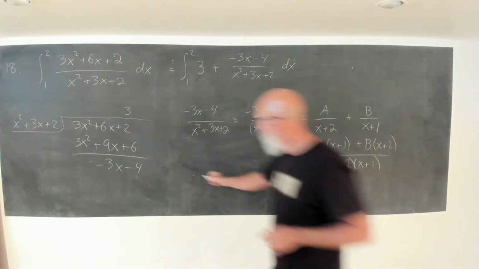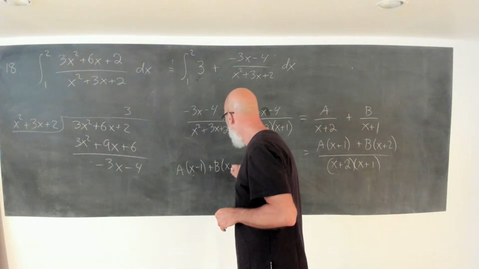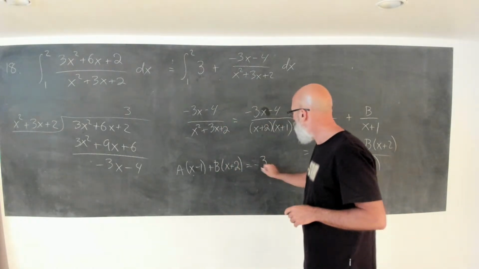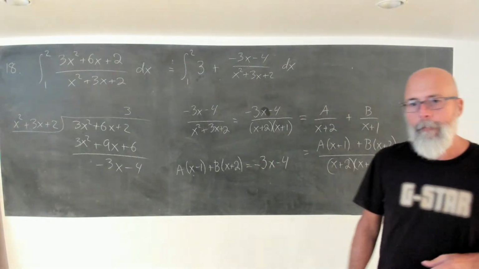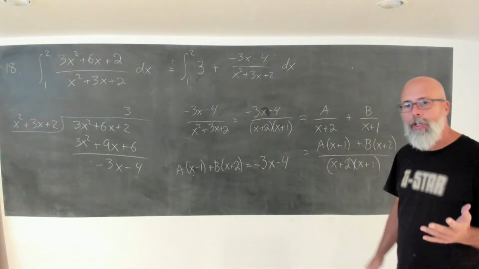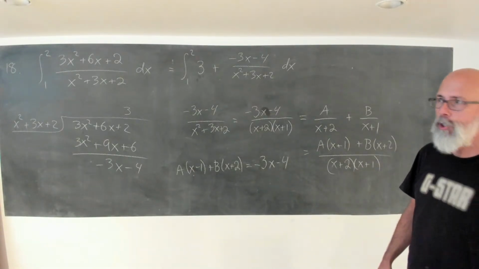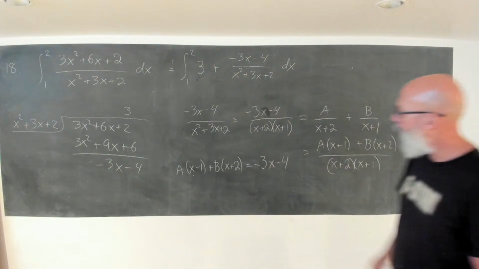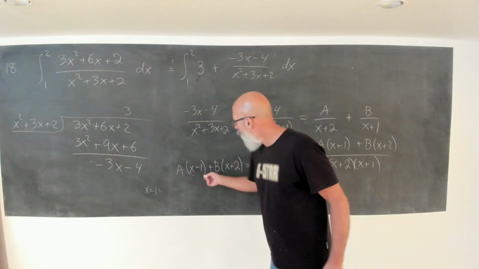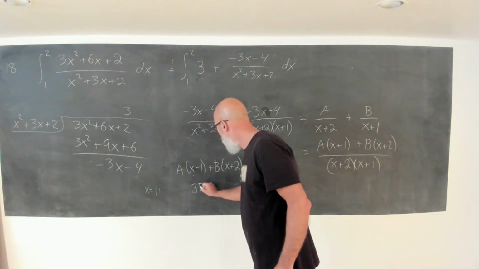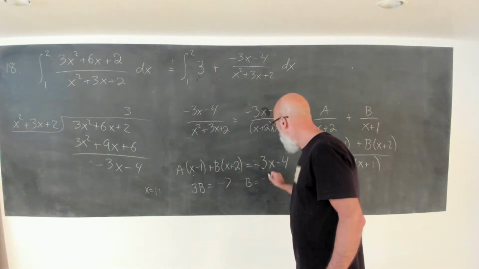And you can equate the numerators. A times x minus 1, B times x plus 2 should be equal to minus 3x minus 4. Let's plug in some good values of x here, right? We have 2 approaches, whatever you want to do. Both should yield the same answer. When x is 1, A is gone, and you get 3B is minus 7. So B is minus 7 over 3.